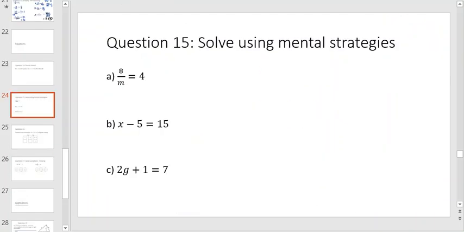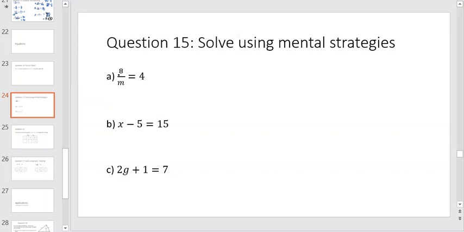All right, and our final question. Ignore the other questions now because I've skipped some since this lesson is taking a bit too long. The question here says, solve using mental strategies. So we have equations, okay? Our next quick section is on equations. I want you to write these down and solve them. Try and do it mentally. We know what equations are telling us. They're asking us a question.